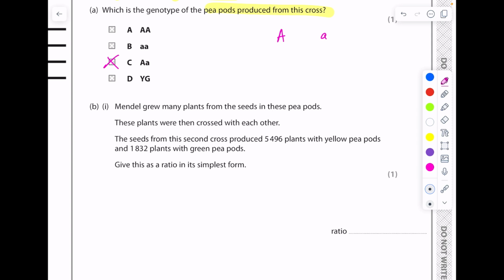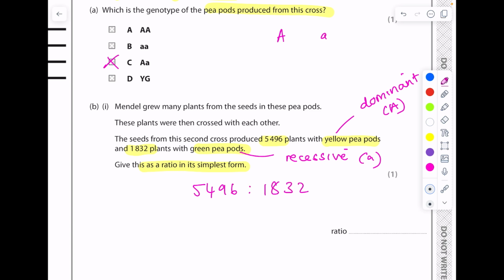These plants are then crossed with each other. The seeds from the second cross produced 5,496 with yellow pea pods, 1,832 with green pea pods. Give this as a ratio in its simplest form. So I now know that yellow is dominant, so it would be represented by the uppercase A. Green is recessive, so that would be the lowercase a. We need one of these numbers to equal 1, so divide both numbers by the smallest number, which is 1,832. So 5,496 divided by 1,832. So there's my ratio, 3:1.